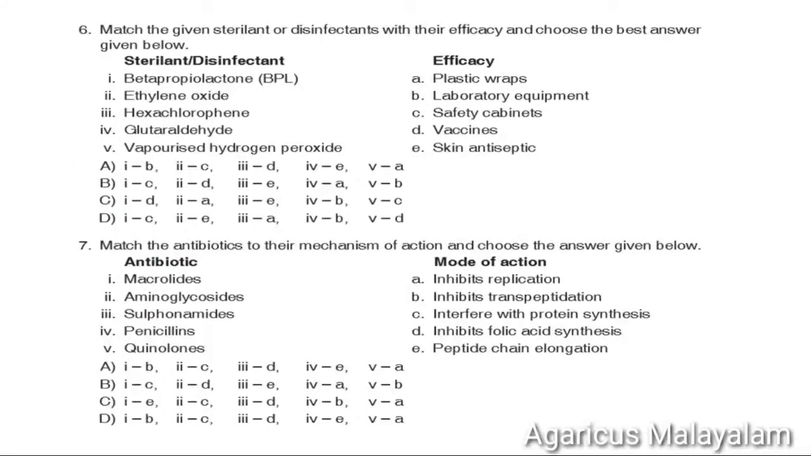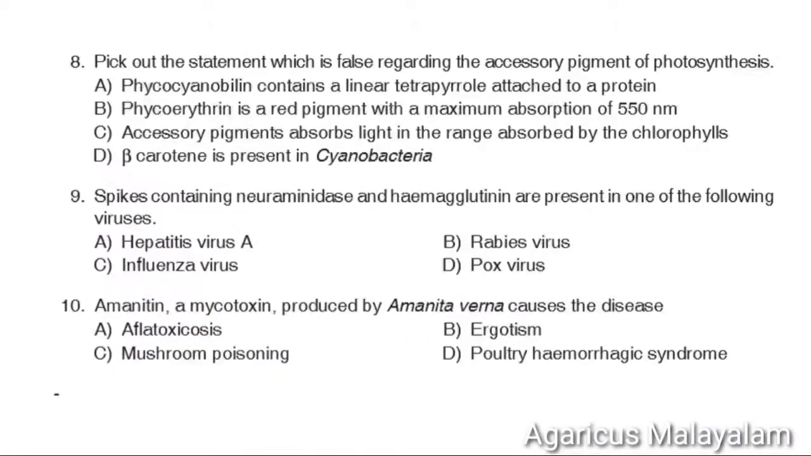Sixth question, match the following ആണ്. Correct answer option C. Seventh question answer option C തന്നെയാണ്. Eighth question, pick out the statement which is false regarding the accessory pigment of photosynthesis. Correct answer is option C. Accessory pigment absorb light in the range absorbed by the chlorophylls.